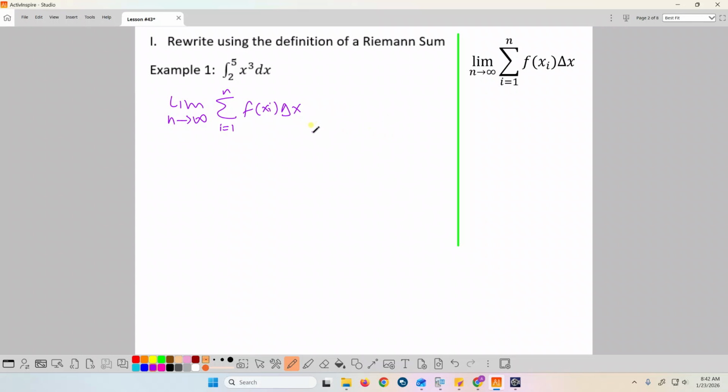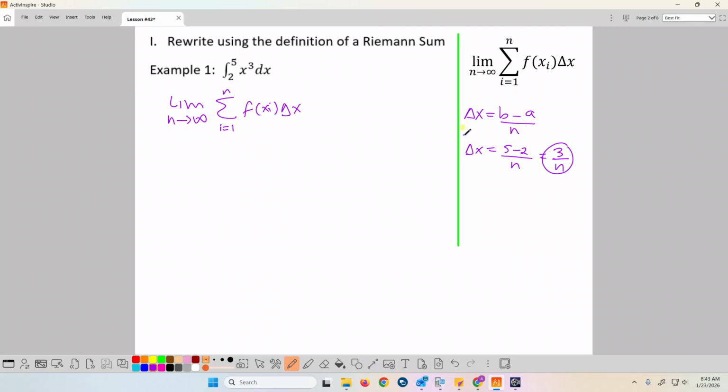We write here f of x sub i, and then times the base here, which is delta x. Now we need to plug in our particulars. Do we know how to find this base? Isn't that just b minus a over n? We know what b and a are, so that gives us 5 minus 2, and since we don't know n, we can just leave it like that. 5 minus 2 is 3, which gives us 3 over n. This is the base right there. Let's circle that so we don't lose it in our work.